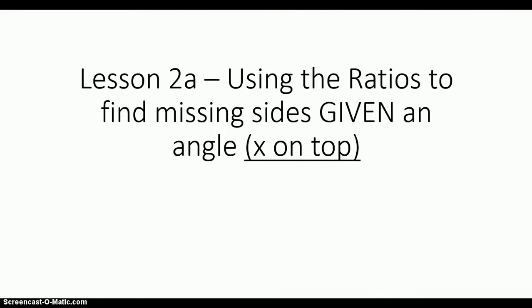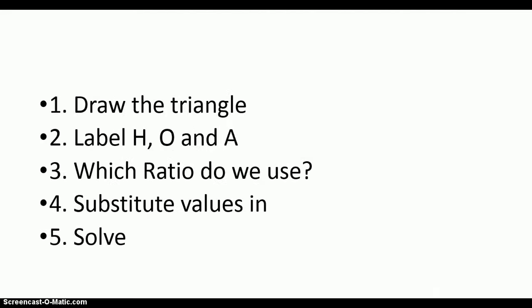So the first part of this lesson will be using the ratios given an angle, and the brackets I've put there, x is on top. So you'll see this will make a bit more sense when we go through the examples. So I've given you 5 steps. These 5 steps are the steps that you should follow every single time you complete a trigonometric question. It'll be almost foolproof to get a question wrong if you follow these steps correctly. So let's use these steps in action.